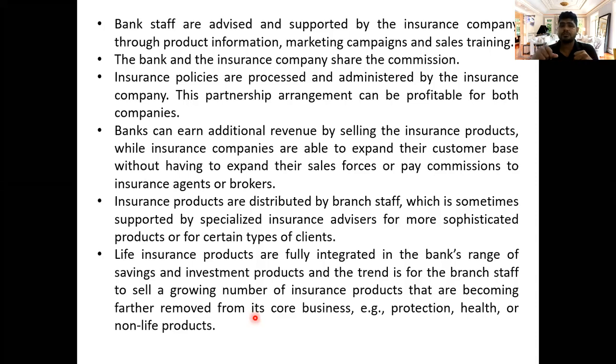You may observe the bank provides some insurance policies for their customers, savings account holders or fixed deposit account holders, right? So in this way the banks promote insurance. Due to this, the bank also promotes itself. Rather than giving interest only, they are giving an insurance policy also to their customers. Therefore, the customers will be attracted towards their banks, and also they can expand their business.